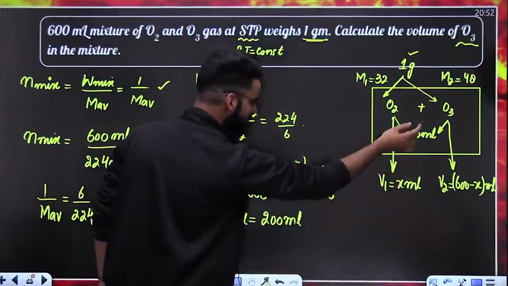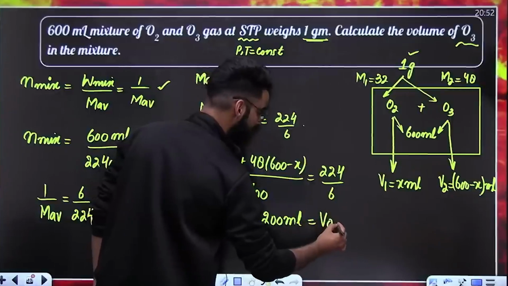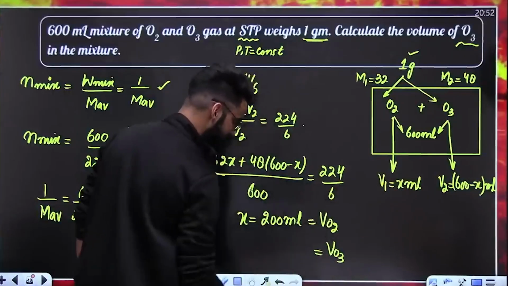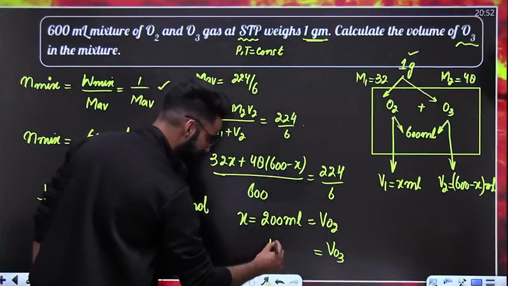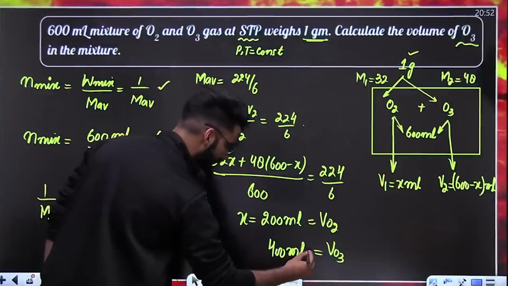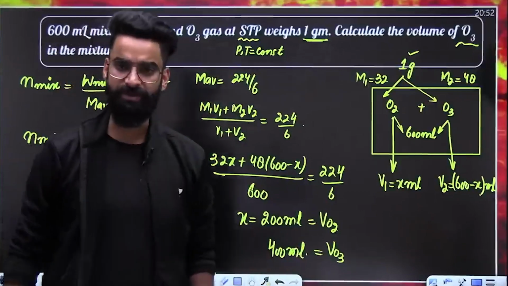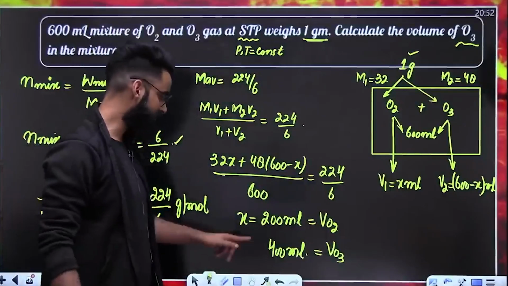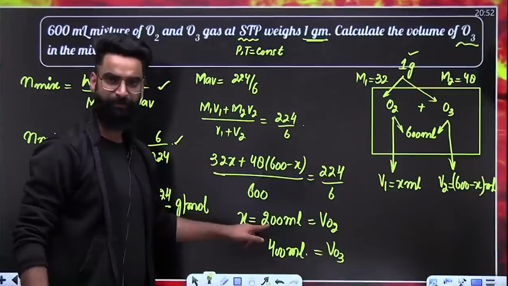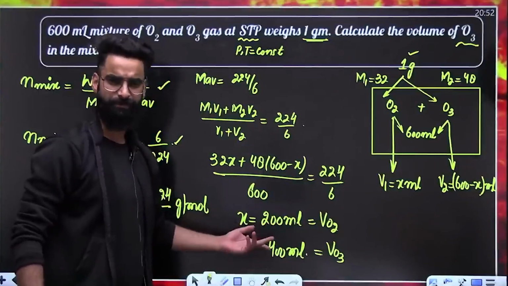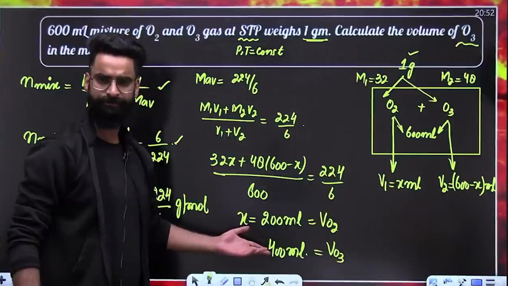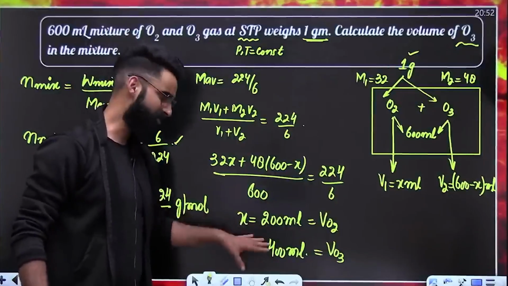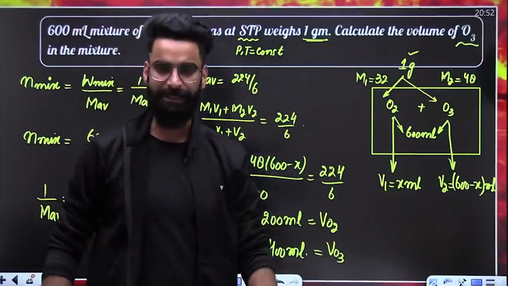X was the volume of O2. Therefore, the volume of O3 in the mixture will be equal to 600 minus X. So 600 minus 200 comes out to be 400. That is the volume. Perfect. Or did I do the reverse? I think this value will come out to be 400 and this is 200. One of the two. Either this value will be 400 or that value will be 400. You can check that out after solving it properly.